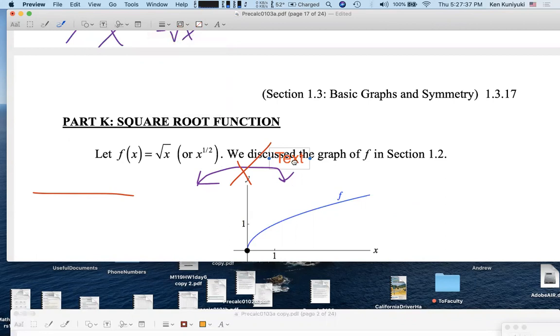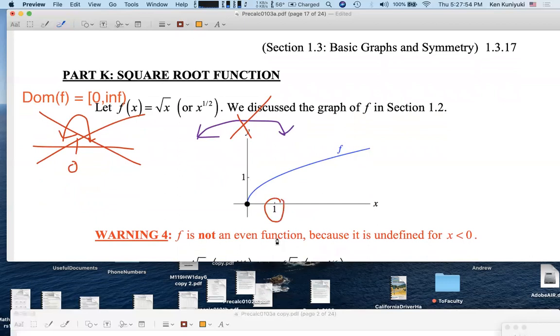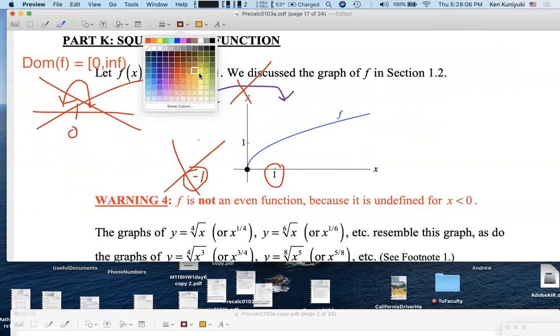what is the domain of this function? It's the set of non-negative reals. It is not symmetric about 0. We do not have symmetry about 0. For example, 1 here is in the domain, but its partner opposite value, -1, is not in the domain. So the square root function, although it sounds like it, is not an even function.